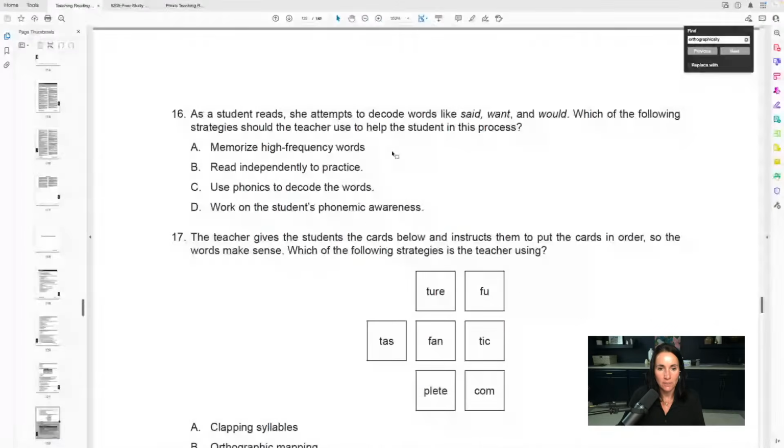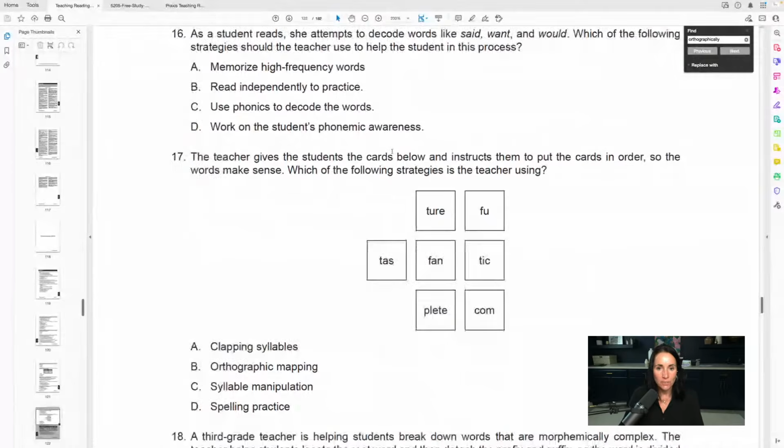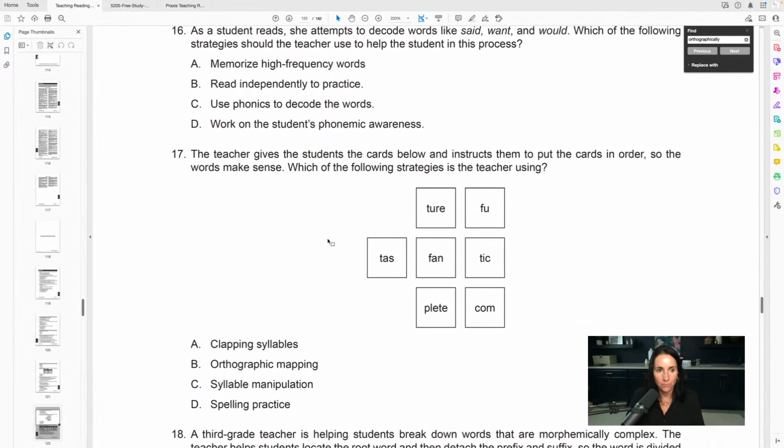Okay, number 17 here. So you can see that we have this particular question here. Which of the following strategies is the teacher using here? The teacher gives students the cards below and instructs them to put them together. And so you can see that these are broken up by syllables, right?